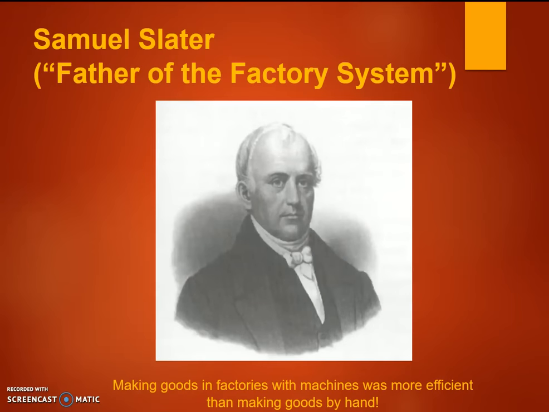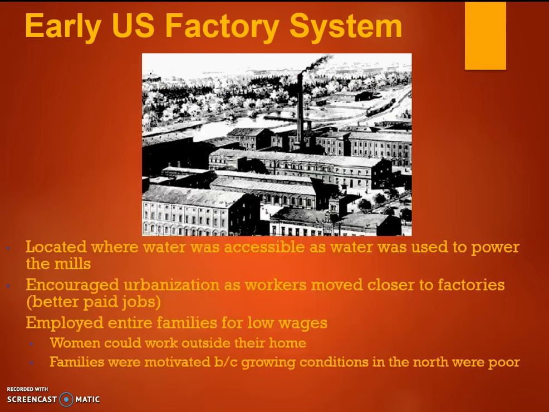Part of your innovation is going to be in creating factories, and Samuel Slater is known as the father of the factory system. So he makes goods in factories with machines more efficiently than making them by hand. So this is what's going to move people from the cottage industry to the factory system, where you have all the means of production from the beginning of the product to the very end of it done under one roof.